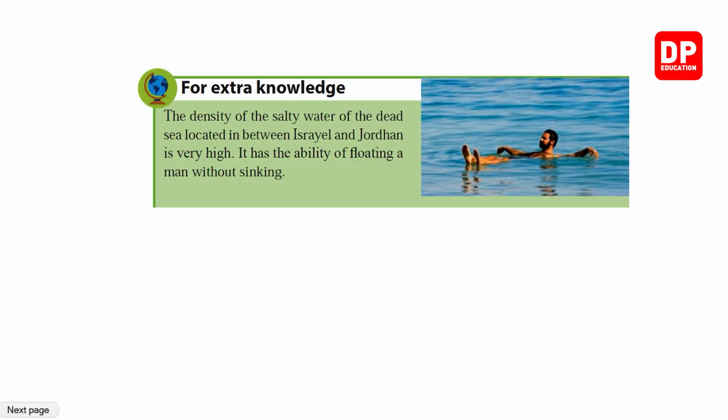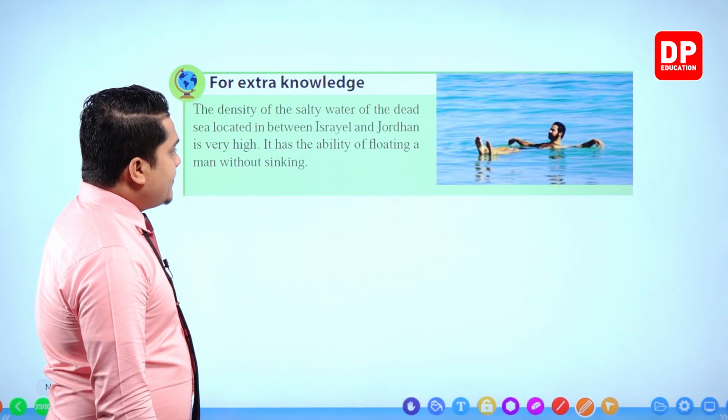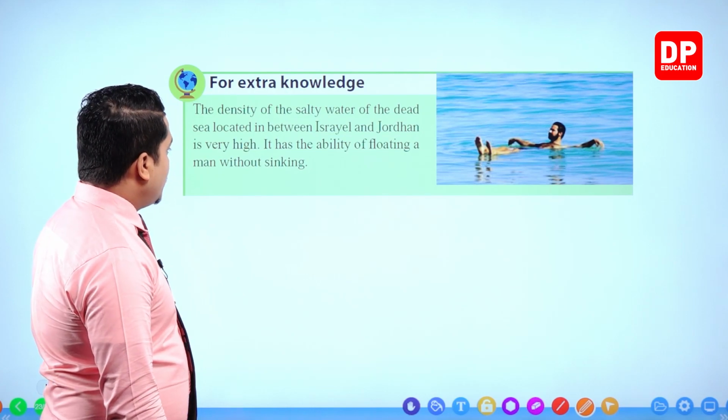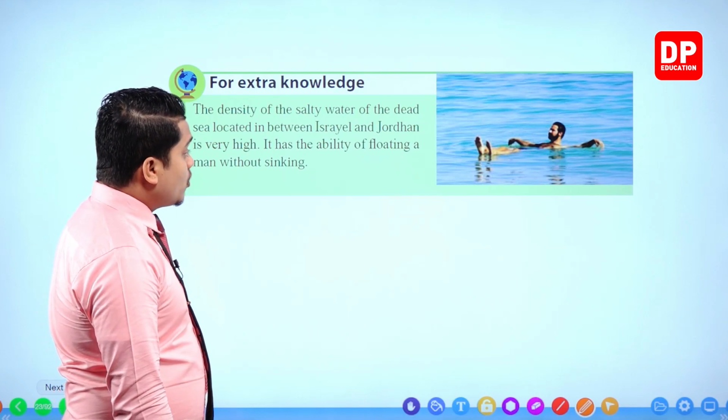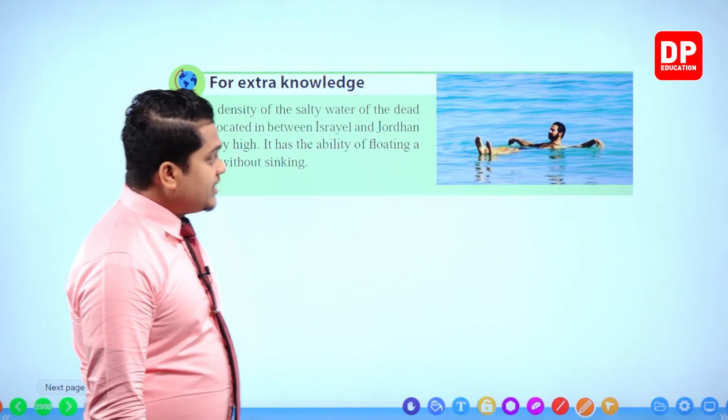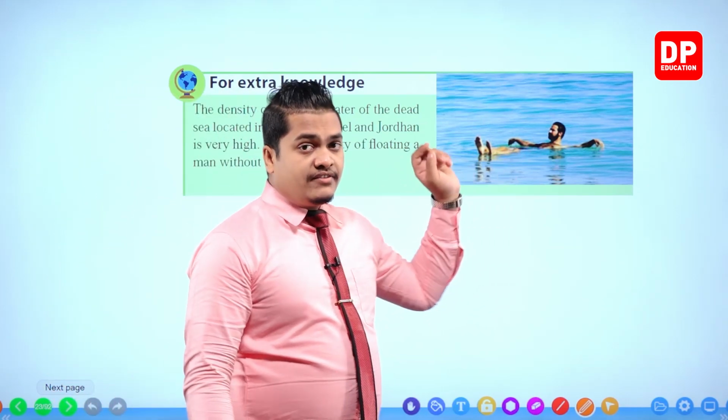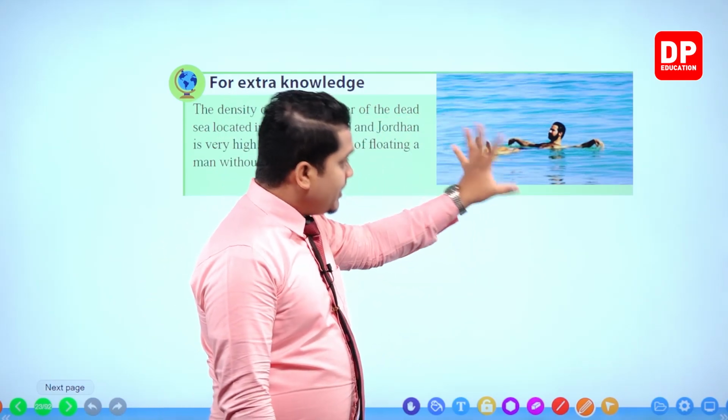Right then, so for extra knowledge, you are given a certain detail. Let's see what that is. The density of the salty water of the Dead Sea, located between Israel and Jordan, is very high. It has the ability of floating a man without sinking. So as you can see here, this person is not even swimming over there.